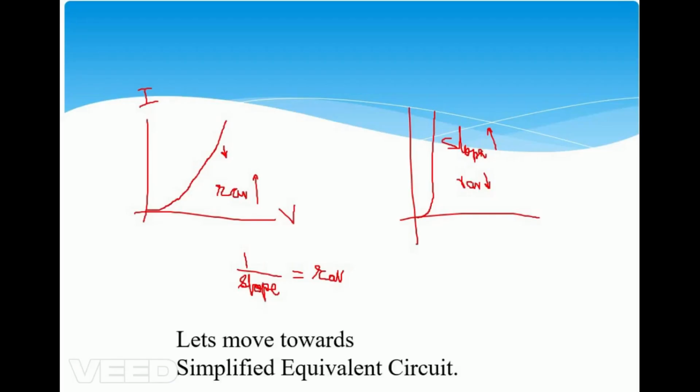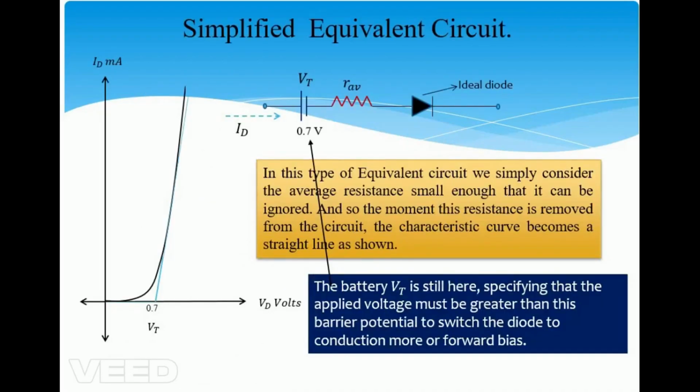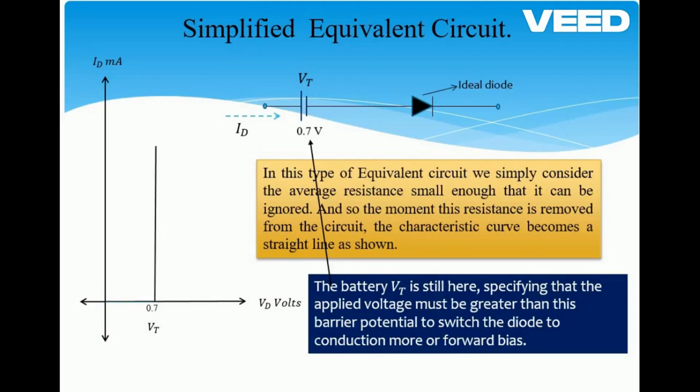Now let's move towards the simplified equivalent circuit. In this kind of circuit, we will be ignoring the value of RAV. We will consider that the average AC resistance has a very small value and it can be neglected. So after neglecting it, the circuit will be modified as this. There is no value of RAV, and once the resistance is 0, look at the change in the graph. The plot will be like this. RAV is 0, so the slope is infinite and we have got a perpendicular line like this.